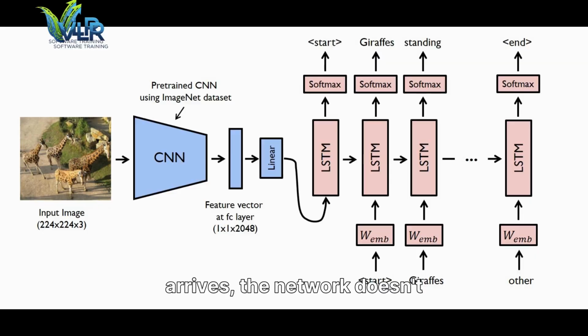When the second word arrives, the network doesn't just look at the new word. It combines the new word with the hidden state from the previous step. It carries the context forward step by step through the whole sequence.